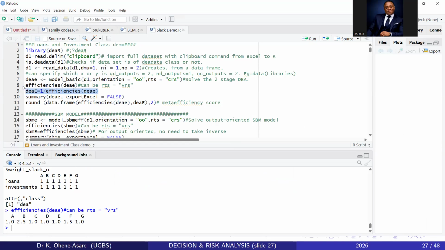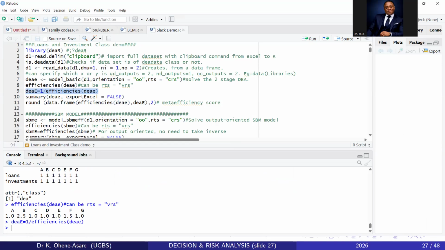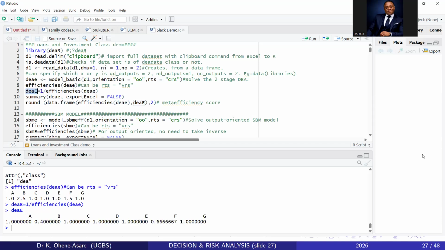I can take the reciprocal here, and then I can just show the score in an input-oriented form, less than 1. This is how it would have been. I just decided to do that for the sake of doing it. But you can show a summary of the first one where it shows the output-oriented score. This false here, in fact, later on, you should change it to true and export it to Excel. It will go straight to your working directory. Sometimes your working directory is your My Documents. So the Excel will be populated there. And then you can go and see all the results. But I want to show you the results here.